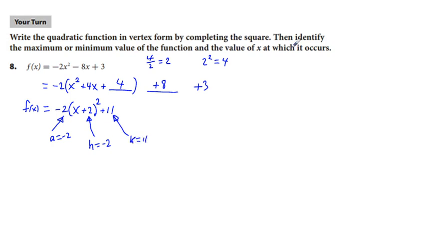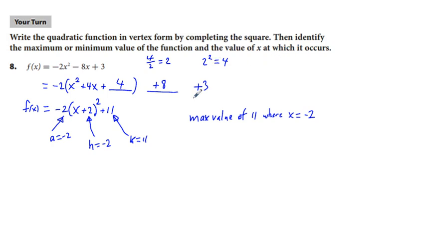So now identify the maximum or minimum value. So we are opening downward, so we're going to have a maximum value of 11. And that's going to occur where x is equal to negative 2, which is our vertex. And so that explains the maximum value of the function and the value of x at which it occurs.